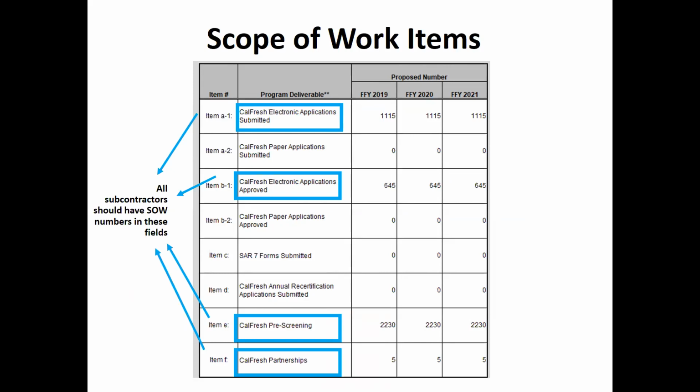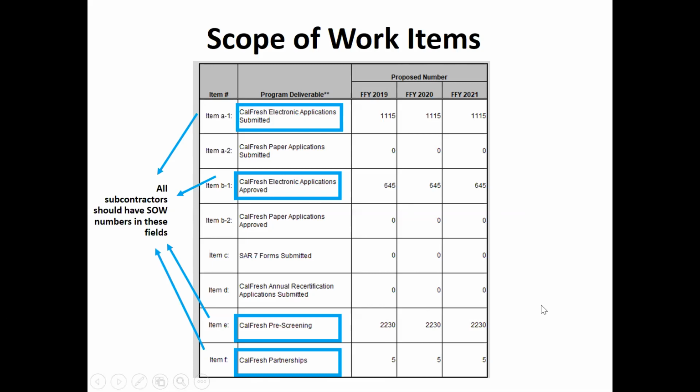Now, some of you may also have additional scope of work items in the squares that are not surrounded by the blue box. So you may have a goal for paper applications. I don't think very many of you do, but a few of you might, as well as paper applications approved, the SAR 7 form submitted, that semi-annual reporting form. You may have goals for that, as well as the annual recertification forms. So if you have goals in there, we will go over some forms to help you track those.